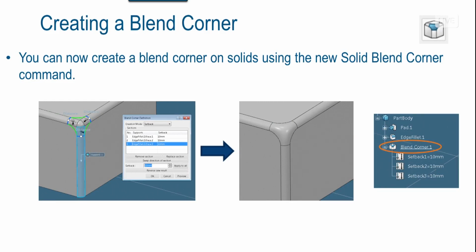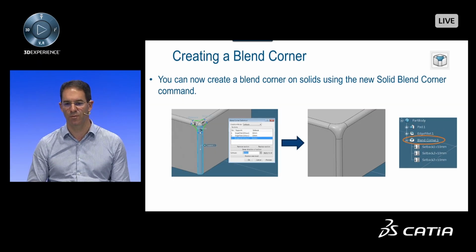Before, we were able to create blend corners in generative shape design application. Now this function is also available in the part design application. You just have to select 3 faces and a specific setback value for each face, and you will create your blend corner.